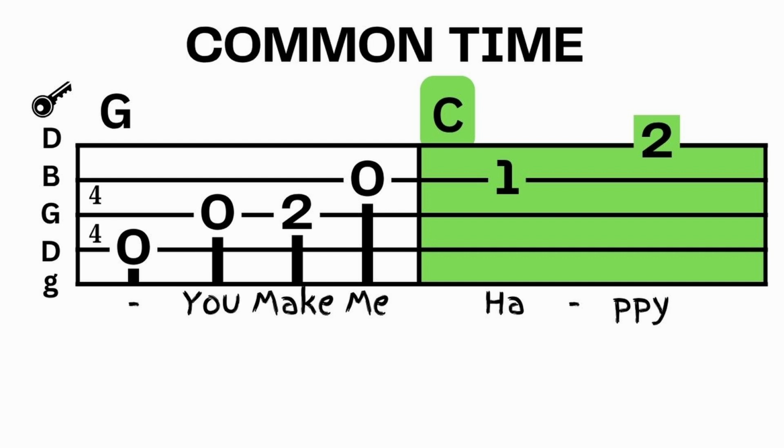The most common time signature for a lot of old-time banjo songs is called common time, and it is shown by the 4/4 on the very first measure. All that means is there are 4 beats per measure. 1, 2, 3, 4. 1, 2 and 3, 4 and.